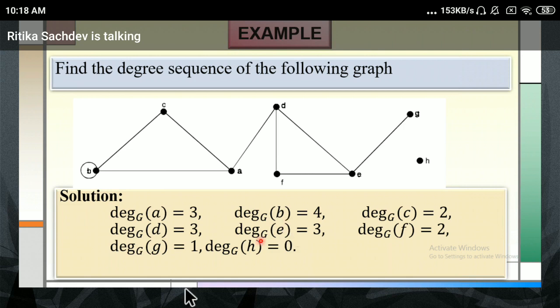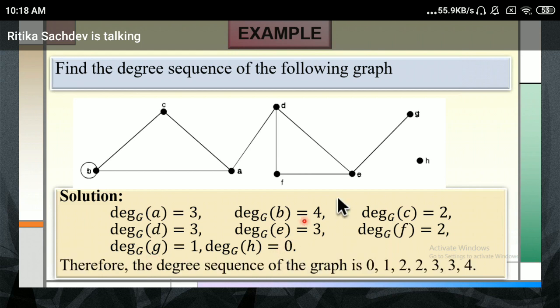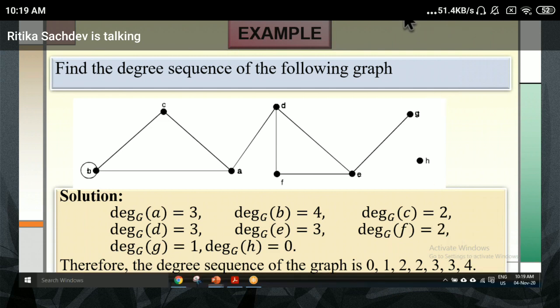So in this case, your degrees are: A is 3, B is 4, C is 2, D is 3, E is 3, F is 2, G is 1, and H is 0. And we write this in the ascending order as 0, 1, 2, 2, 3, 3, 3, 4. In the descending order as 4, 3, 3, 3, 2, 2, 1, 0. I will require this degree sequence, and we will tell you when we are going to write it in the ascending order or the descending order. Is this point clear, how to find the degree sequence of a graph?